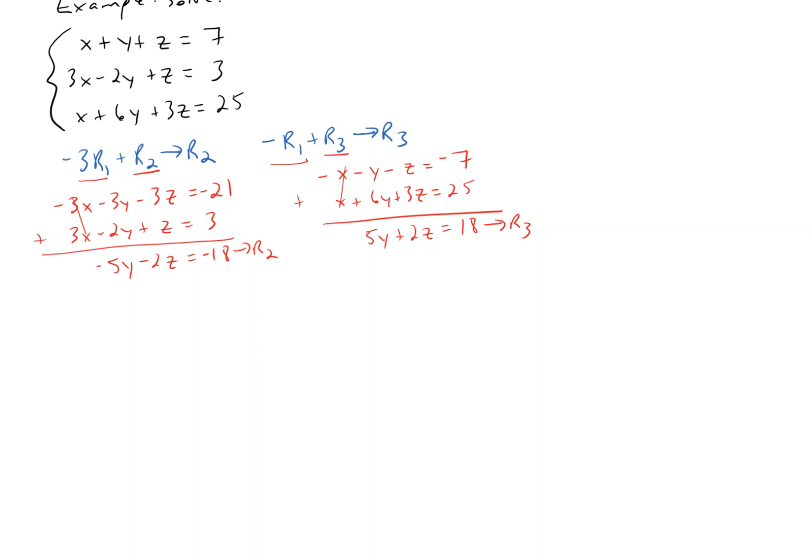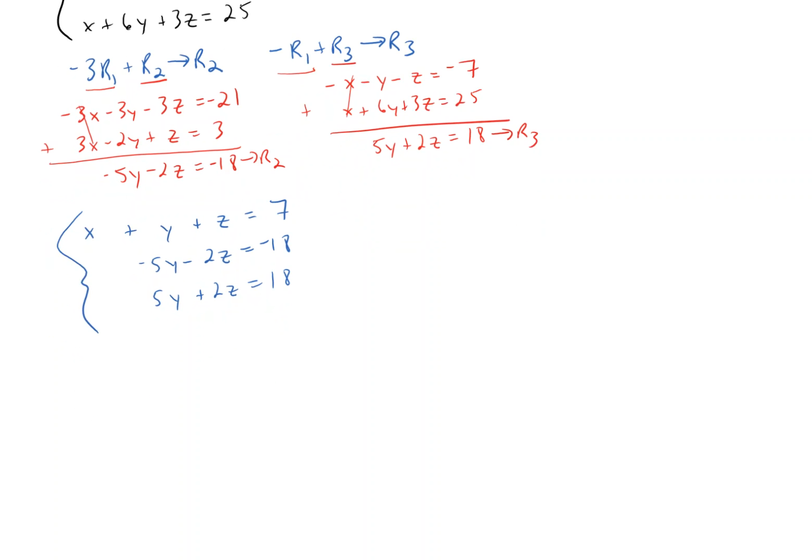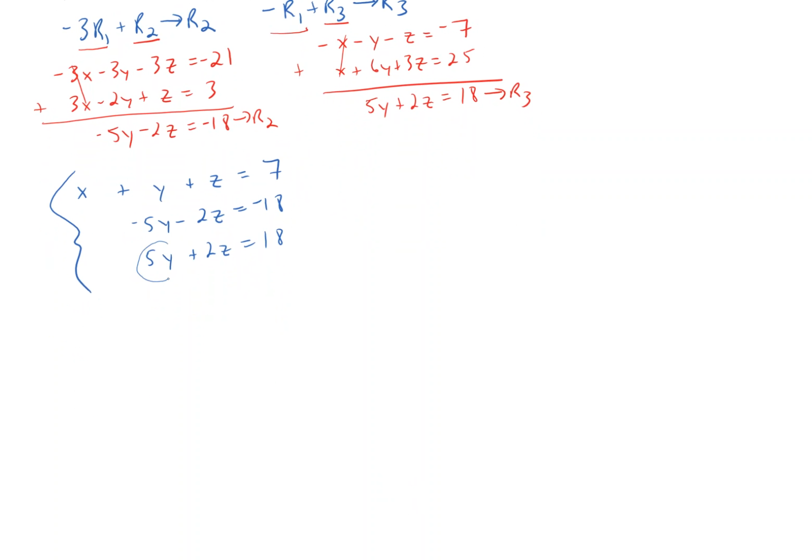So my new equivalent system is going to be x plus y plus z equals 7. My row 2 is going to be -5y minus 2z equals -18. And my new row 3 is going to be 5y plus 2z equals 18. Okay. Now I want to go about eliminating y from my third row. And I notice that I already have -5y in my second row, so I'll take row 2 plus row 3 to get a new row 3.